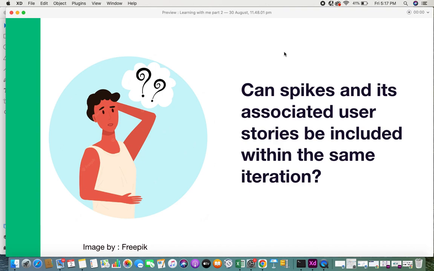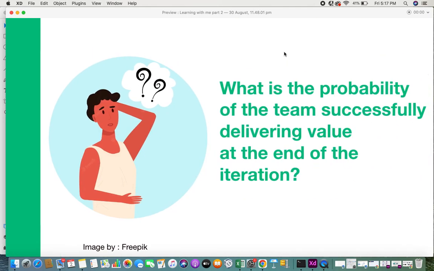Okay. So now there's no hard and fast rule of whether it should be added or should not be added, nothing as such. But a question to keep in mind or to ponder on is, when you try to include spikes and their associated user stories within the same iteration, think about what would be the probability of the team successfully delivering value at the end of the iteration.